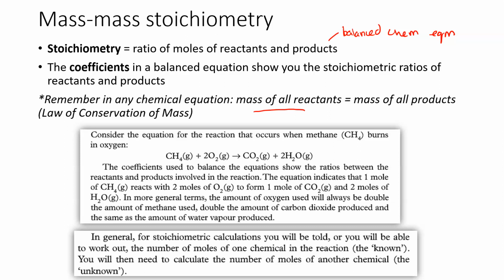So this equation is essentially showing us the reaction for the combustion of methane. It's complete combustion because we have CO2 and H2O being formed. And this shows us that for every 1 mole of methane, 2 moles of O2 will be burnt, and then we will produce 1 mole of CO2 and 2 moles of water.